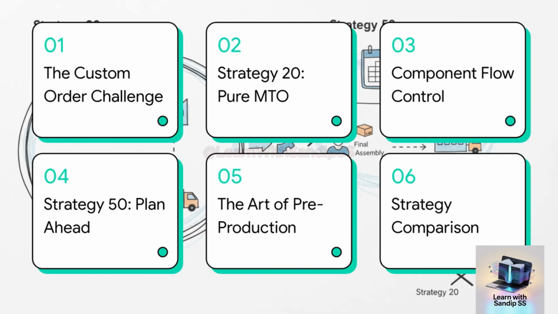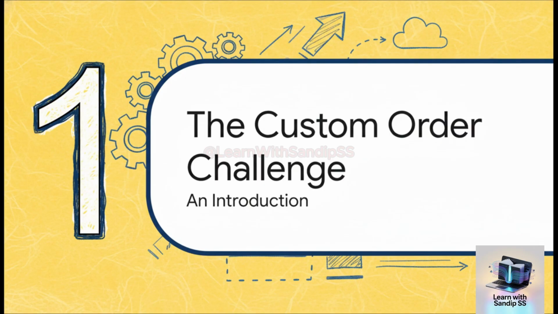All right, here's our game plan for this explainer. We'll start with that custom order challenge. Then we'll do a deep dive into Strategy 20. After that, we'll get into the hybrid approach with Strategy 50. And finally, we'll put them side by side to help you figure out which one is the right choice for your business.